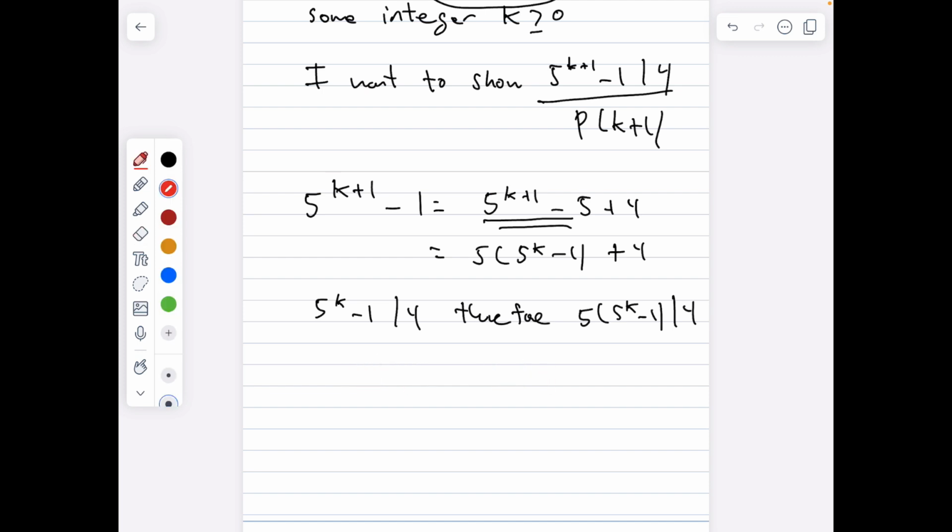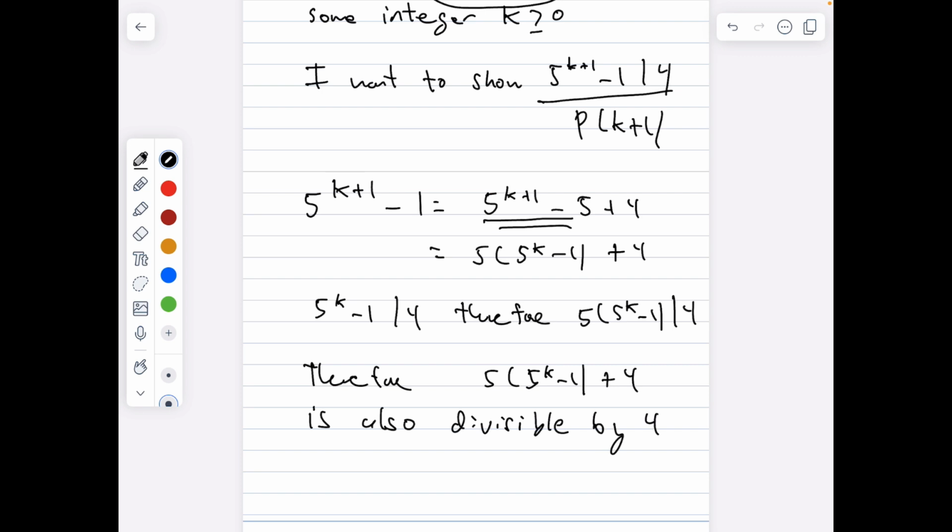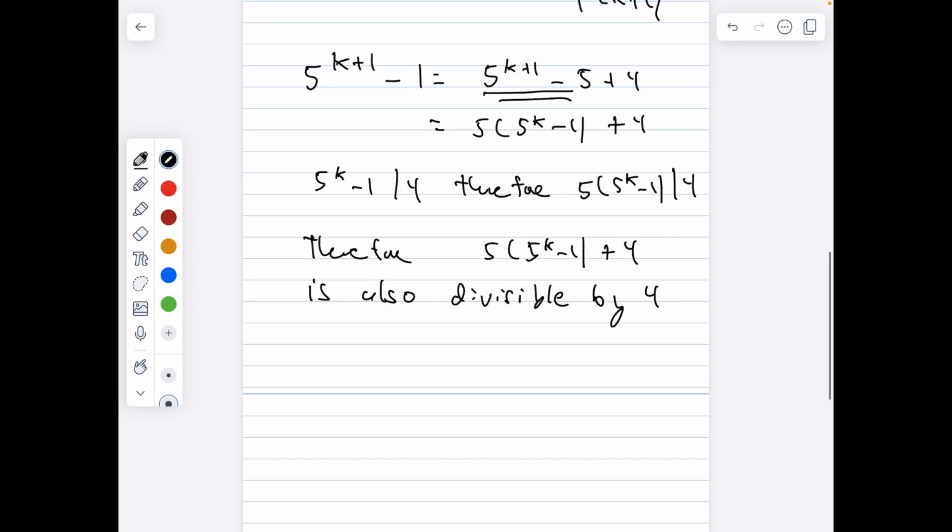And therefore 5 times 5 to the k minus 1 plus 4 is also divisible by 4. And why is that? Because if you add two things that are divisible by 4, then that sum is divisible by 4. Yeah, 4 divides 4, it goes in once. And as we just talked about, 4 divides 5 times 5 to the k minus 1. Or if you prefer using the notation that I'm working with, it looks like this, okay?